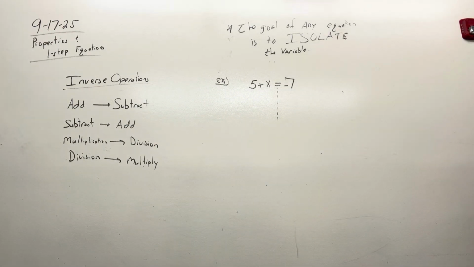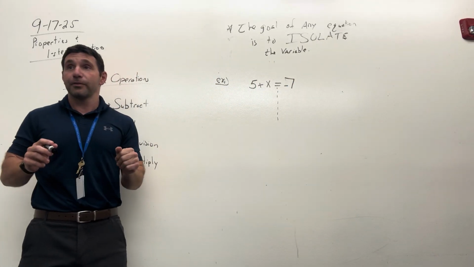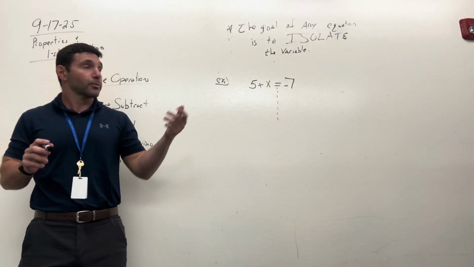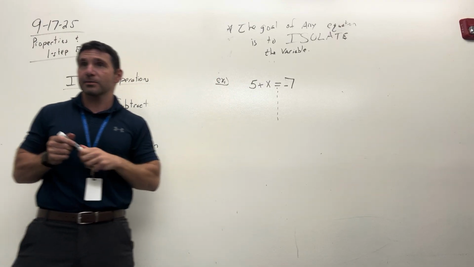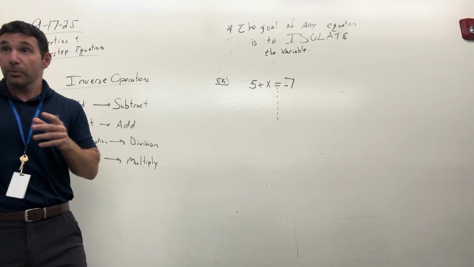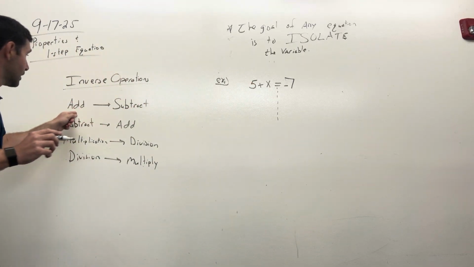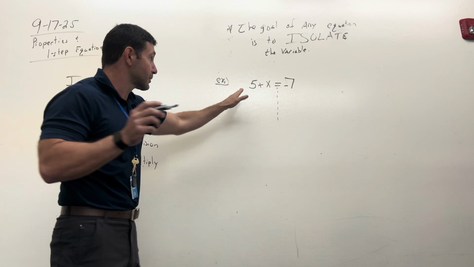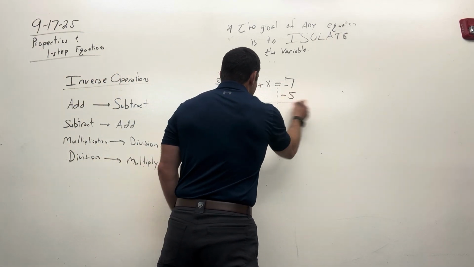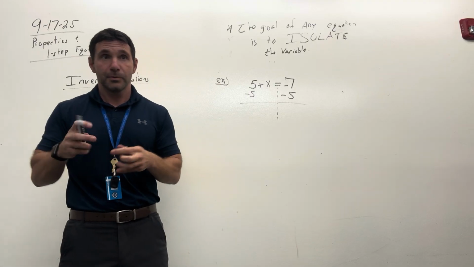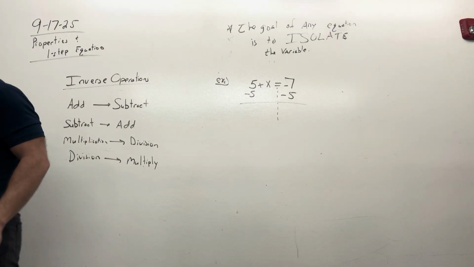Now, the goal is to isolate the x. So we need to get rid of this 5. How do we move this positive 5 away from the x? Subtract it. Yeah, we're going to subtract 5 from both sides. We're using the inverse of positive 5, which is subtracting. Now, notice I have to do it to both sides.